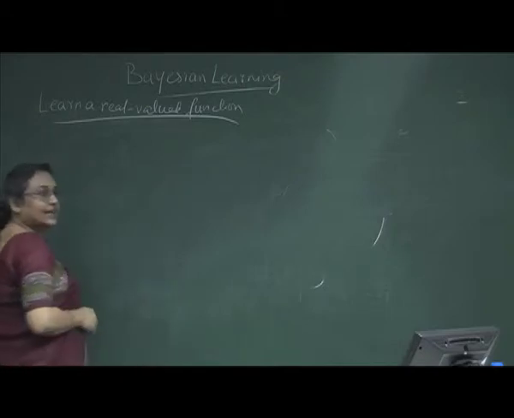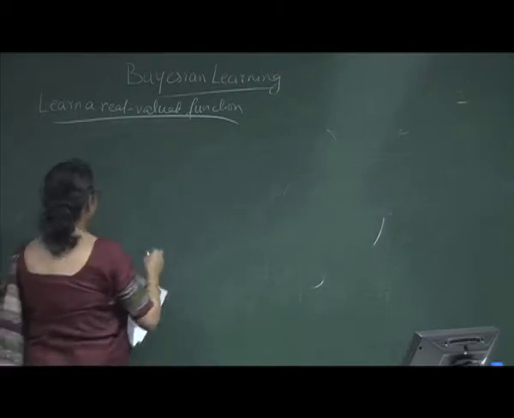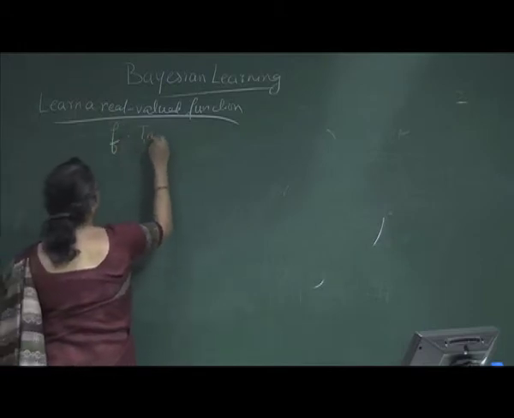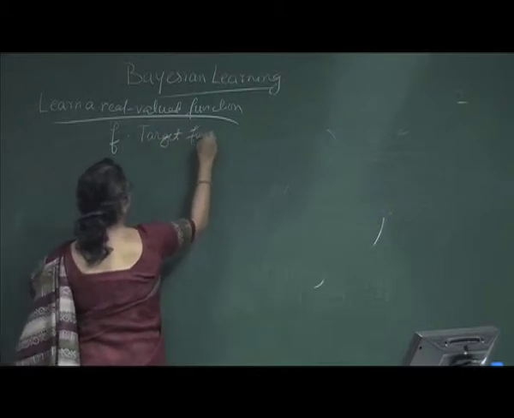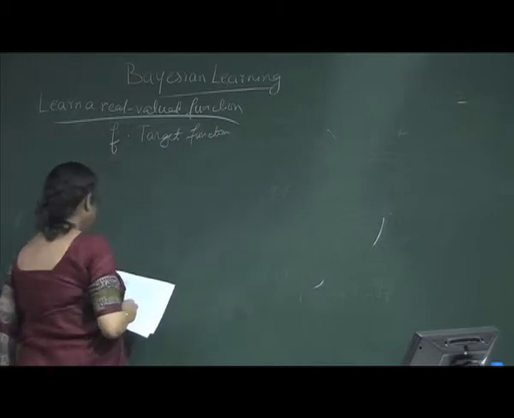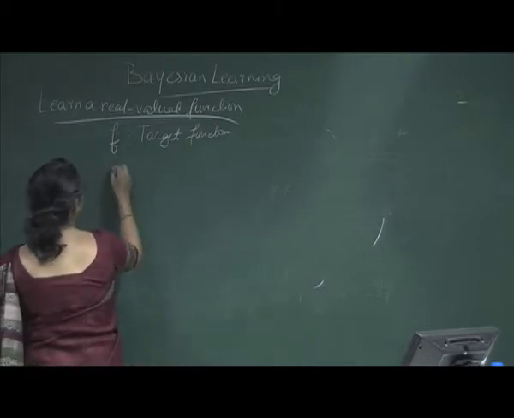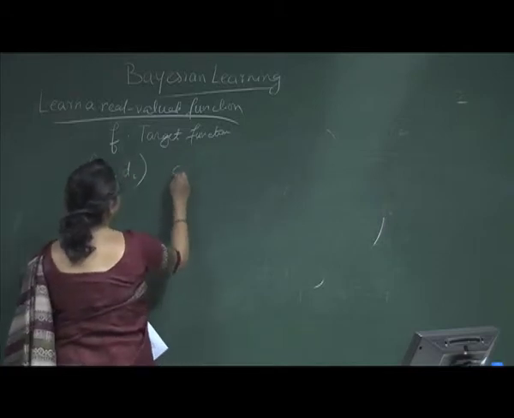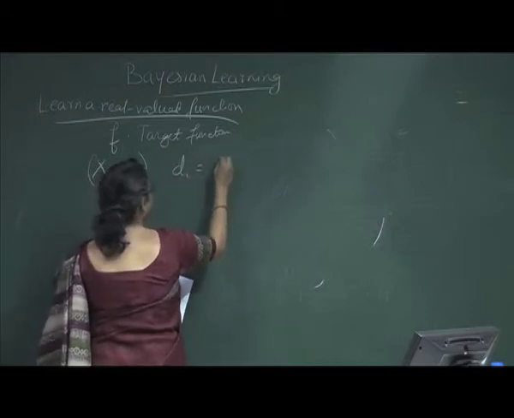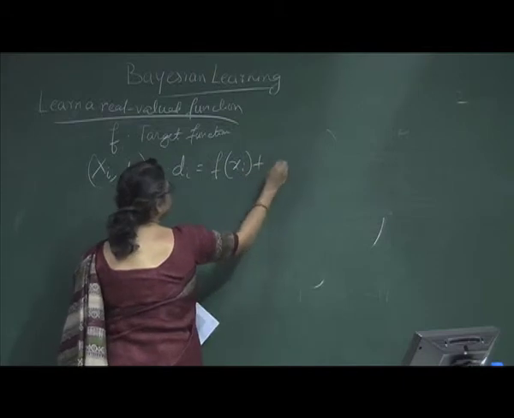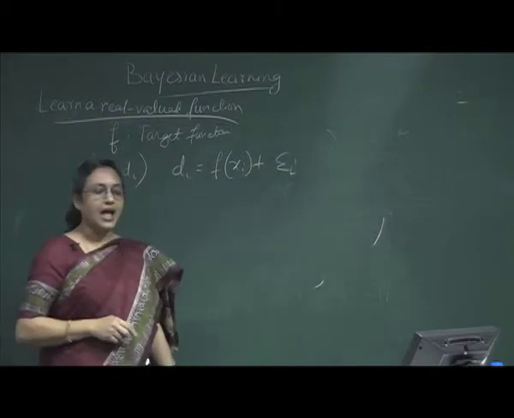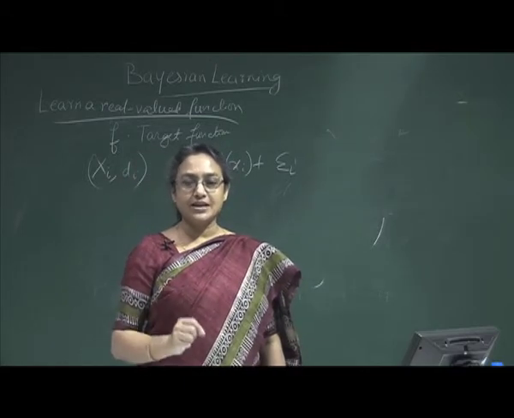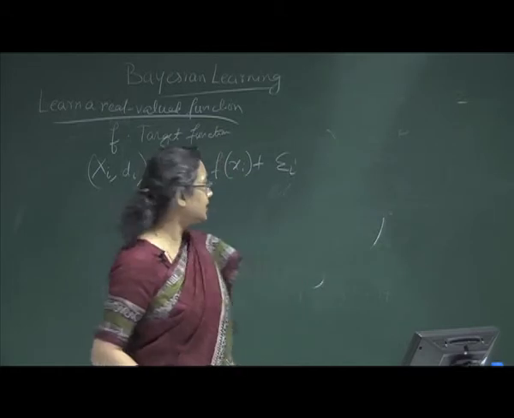And suppose the data is generated in the following fashion. There is a target function f. The individual data are generated. So, the data is given as x_i, d_i at the individual data points, and d_i is generated as f(x_i) plus epsilon_i. Epsilon_i is the error, and we assume that this error follows a normal distribution with mean 0 and a standard deviation sigma.